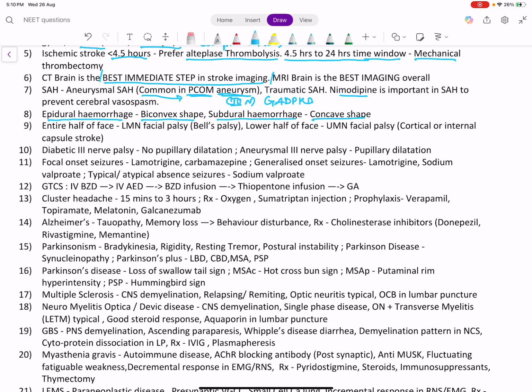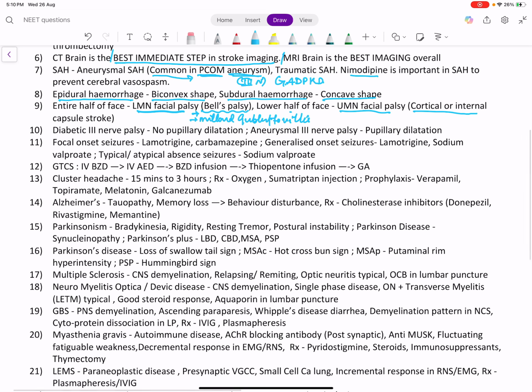Coming to cranial nerves, an important point is, if the entire half of the face is involved, it is LMN facial palsy. An example is Bell's palsy. If you think of some brainstem syndromes, there will be crossed hemiplegia. In that, Millard-Gubler syndrome or Foville syndrome, these syndromes are LMN facial palsies. They involve the entire half of the face. Only if the lower part of the face is involved, it is UMN facial palsy, which occurs in stroke, with cortical or internal capsule involvement.